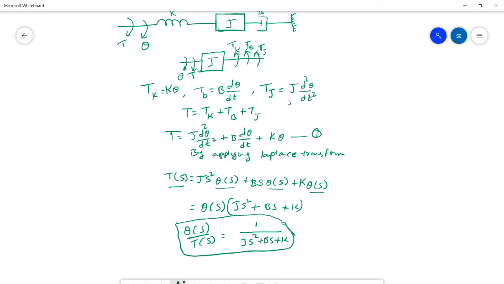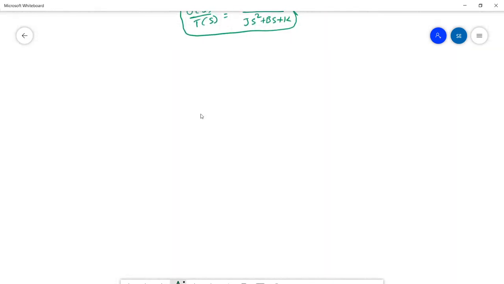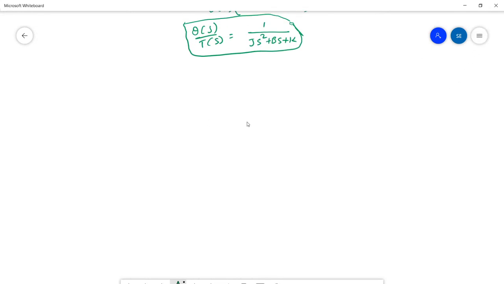Hope it is clear for you, and we'll do another example with movable ends, where both ends are movable. We'll take another example where we consider two masses, that is inertia J1 and J2, in the next example, then it will be more clear for you. Okay, problem 2.